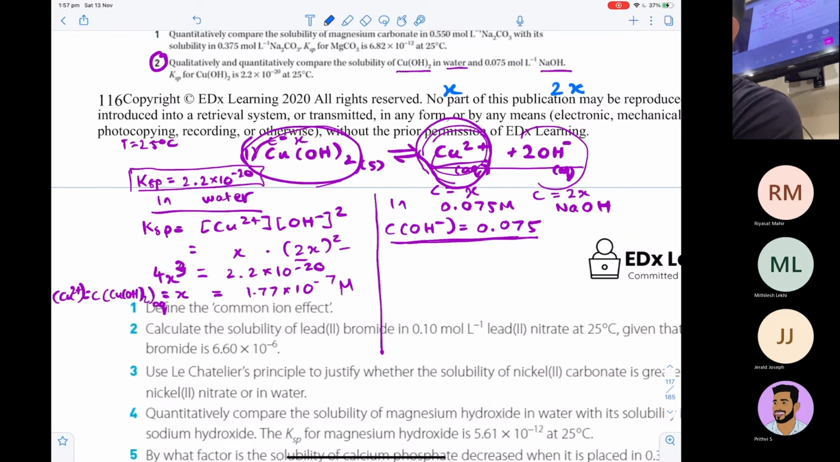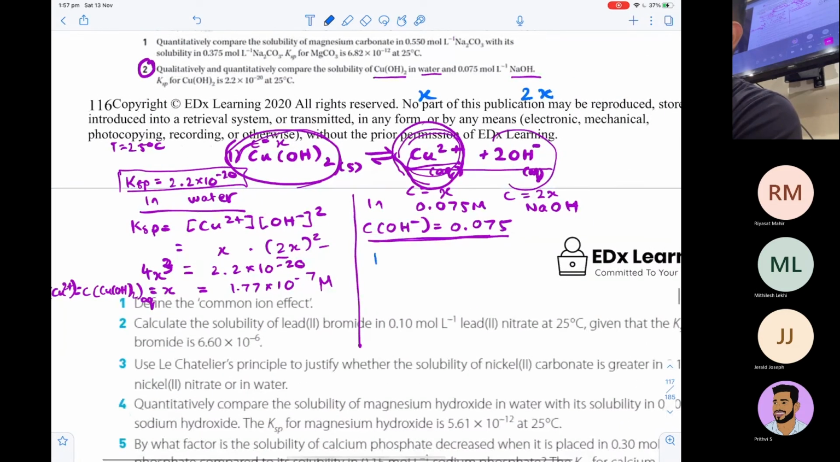Okay? So continuing on, will the KSP value change for the salt? We've got a common ion now. Will the KSP value change? No, it won't, because it's constant temperature. Exactly. So we're going to write KSP is now equal to, we'll do full working out, the concentration of copper times the concentration of hydroxide squared. That's going to be equal to X for the copper, but for hydroxide, what do we have now, everyone?